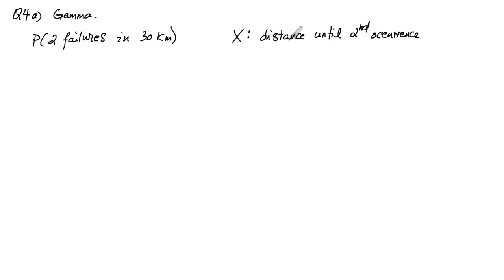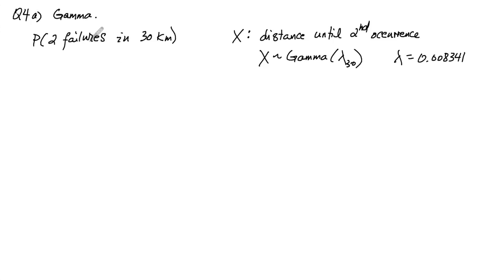Either the time or distance until the kth or the rth occurrence fits the definition of a gamma distribution. So x here has a gamma distribution. And for the gamma distribution, again, we need a lambda, or lambda for 30 kilometers. And in the previous solution, I talked about why lambda, or the failures per kilometer, was equal to 0.0083341.